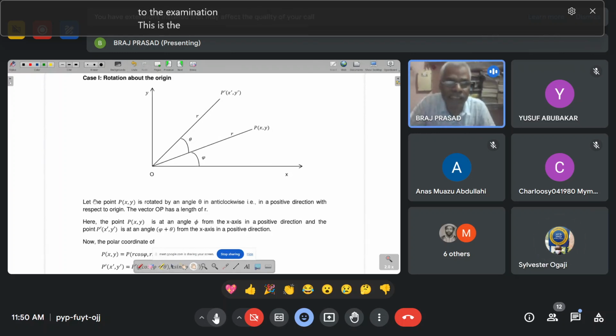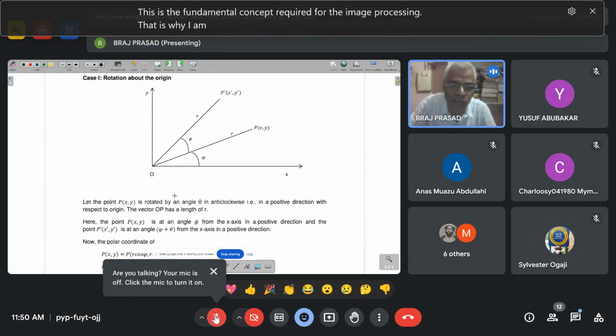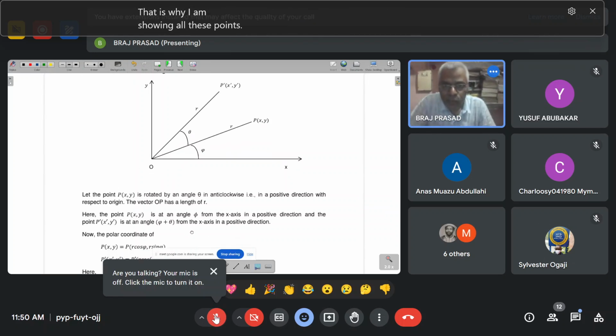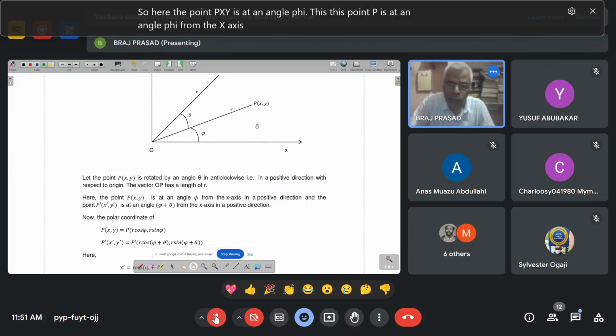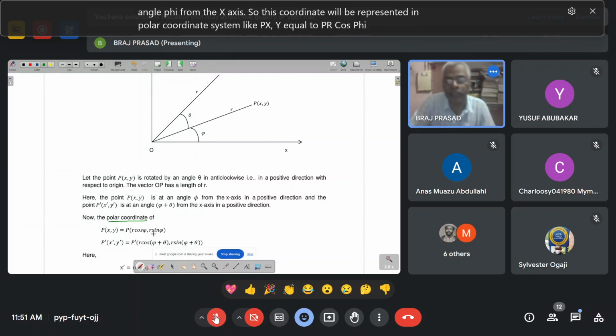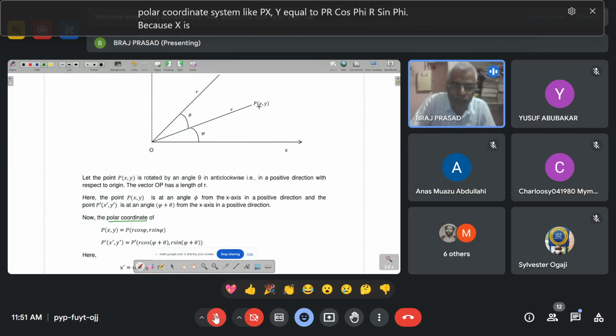This is the fundamental concept required for image processing. That's why I am showing all these points. So here the point P(x, y) is at an angle phi from the x-axis. This coordinate will be represented in the polar coordinate system as P(x, y) equal to P(r cos phi, r sin phi), because x is r cos phi and y is r sin phi.